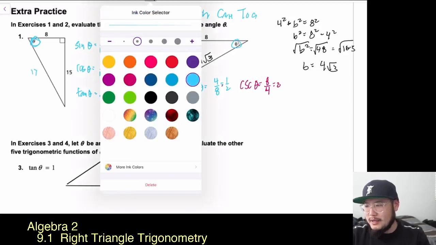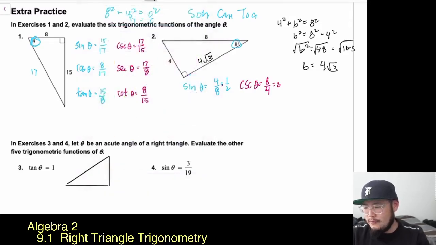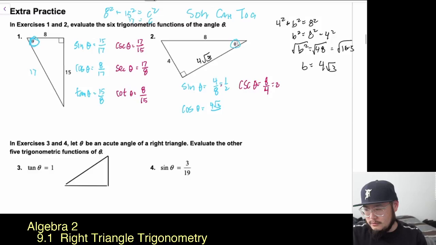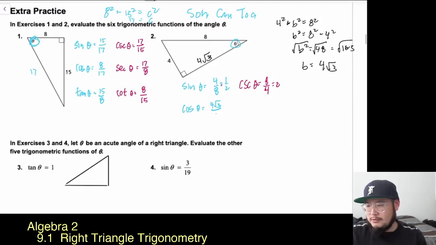Next up, let's go ahead and find cosine theta. Remember, cosine is adjacent over hypotenuse, so we have 4 rad 3 over the hypotenuse, which is 8. We simplify this down, and 4 and 8 simplify to 1/2, so I got rad 3 over 2.